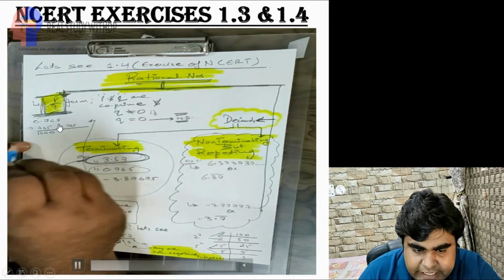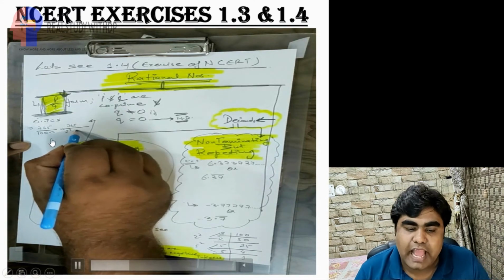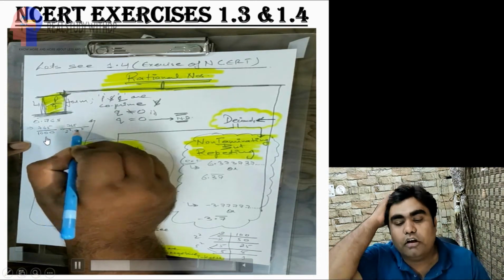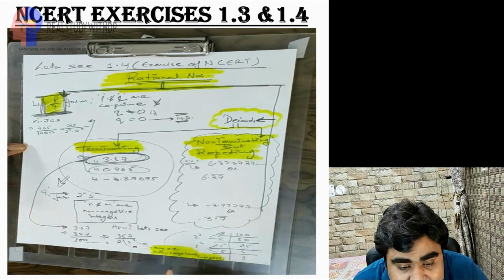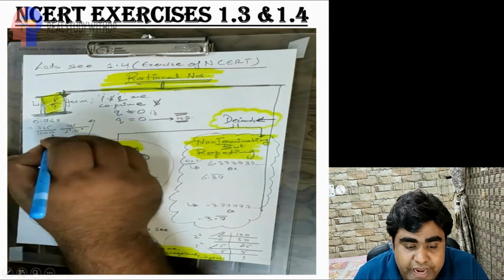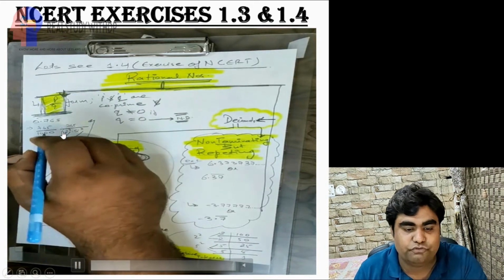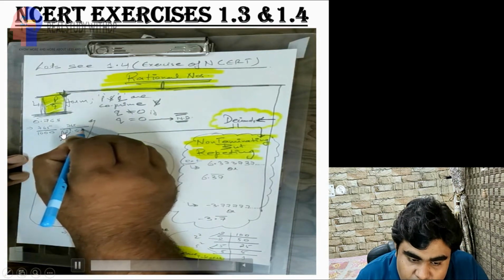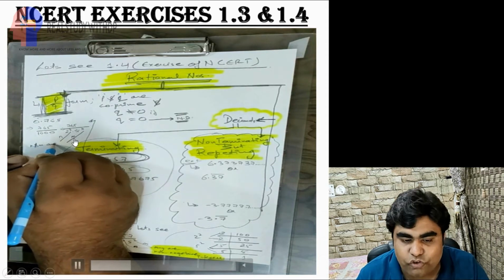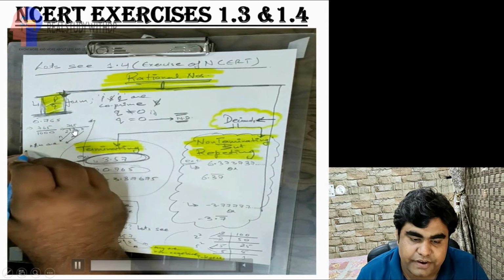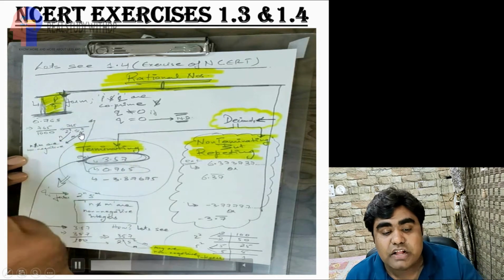It is of the terminating kind. After converting into p by q form, we got q to be 1000, and after performing the prime factorization on 1000, we get 2 power 3 and 5 power 3. The main thing we have to understand is that the factors of 1000, the q part, will be 2 and 5 only. However, this n represents how many times 2 is there, and this m represents how many times 5 is there.